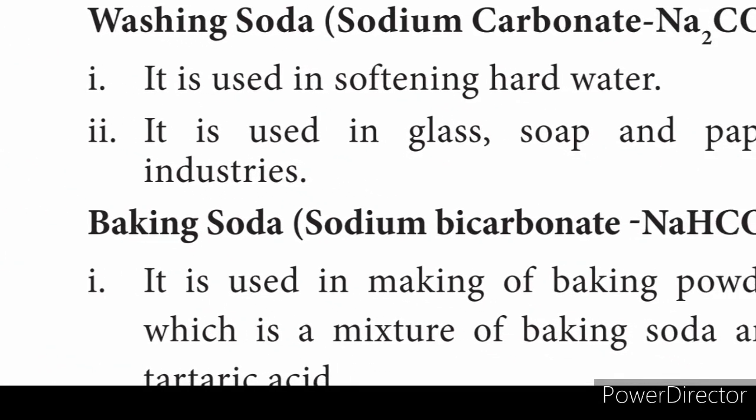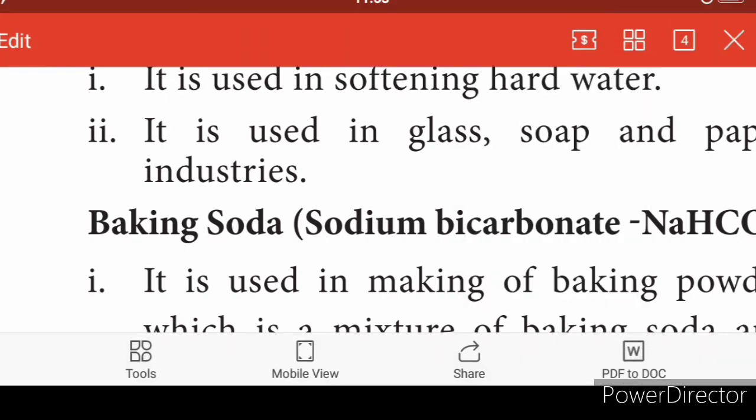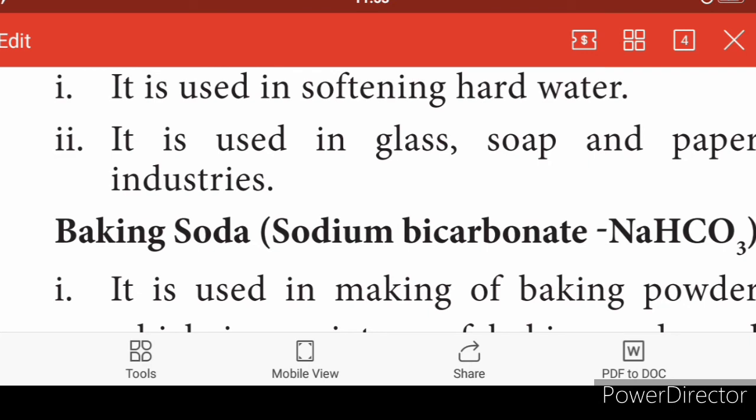Next, washing soda, that is sodium carbonate, Na2CO3. It is used in softening hard water. Hard water becomes soft water when washing soda is added. Whatever powder we use for washing clothes implies the presence of sodium carbonate or is manufactured using it. It is used in the glass, soap and paper industries.